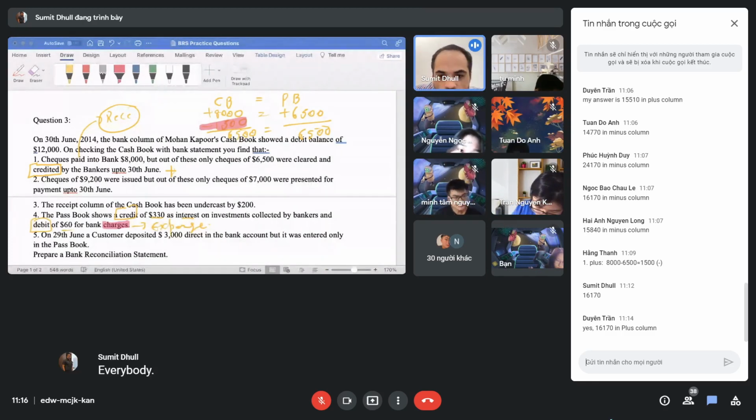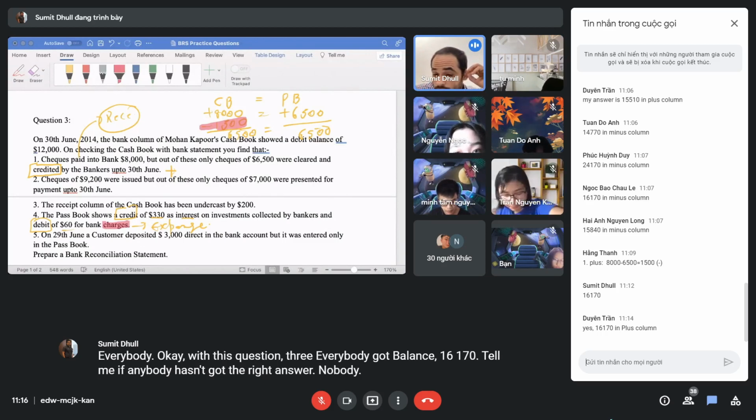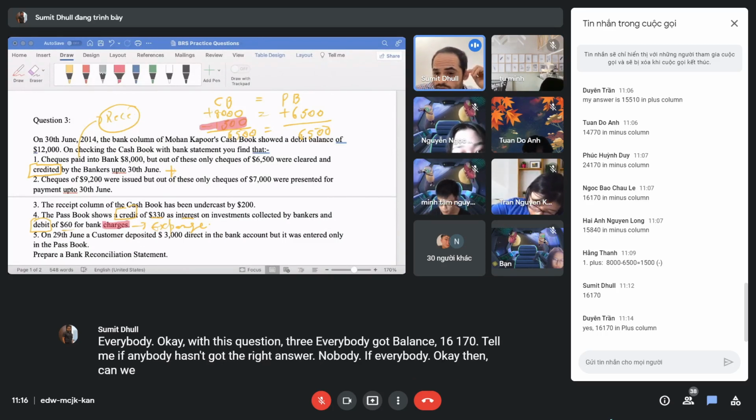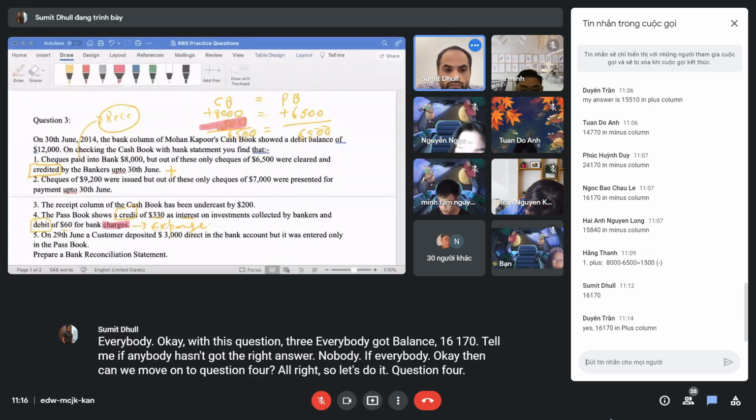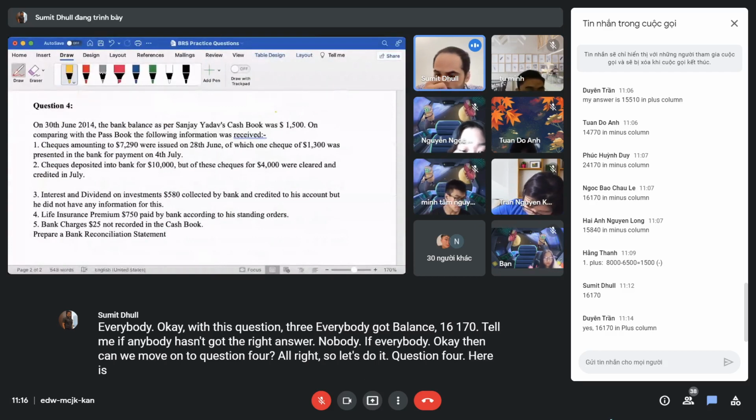Everybody okay with this question 3? Everybody got balance 16,170? Tell me if anybody hasn't got the right answer. Nobody? If everybody is okay, then can we move on to question 4? All right, so let's do question 4. Here is your question 4. Read carefully and do it.